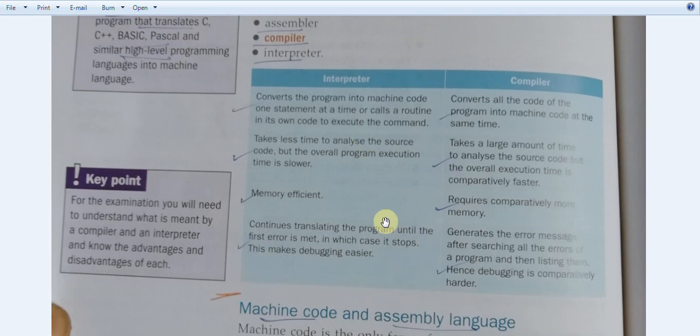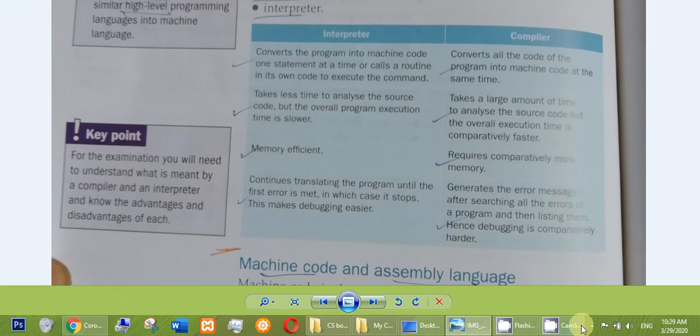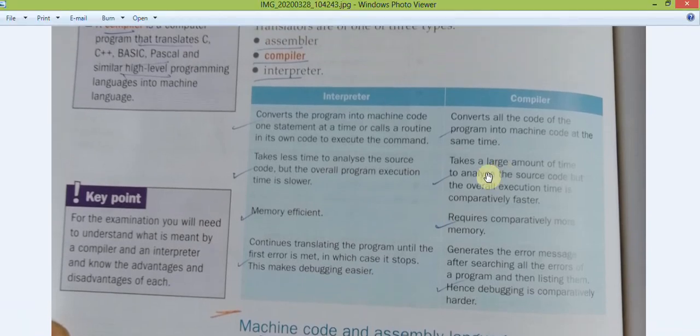Right. Now if you take the interpreter and compiler, the interpreter converts line by line, one statement at a time, into machine language, whereas the compiler converts the whole program code into machine language. The interpreter takes less time to analyze the source code because it stops when an error is found, but the overall program execution time is slow because it executes line by line. But with the compiler, it takes a large amount of time to analyze the source code because we need to debug.